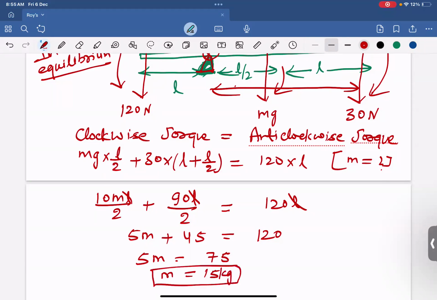15. Okay. Yes, yes, sir. So this equilibrium concept is clear. Yes, sir, it is clear.